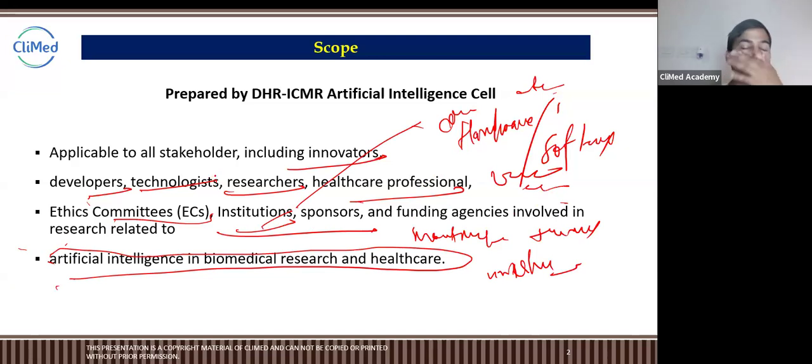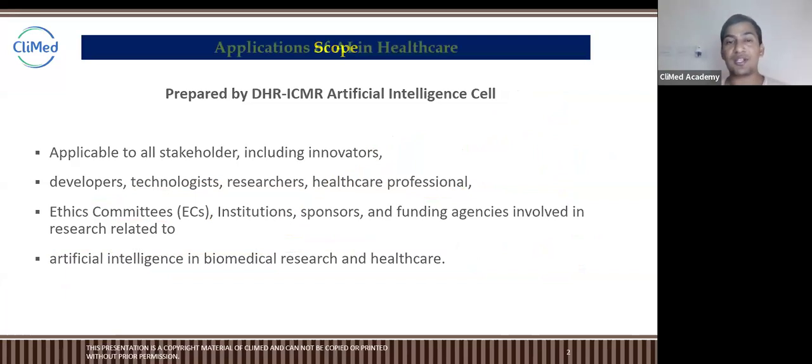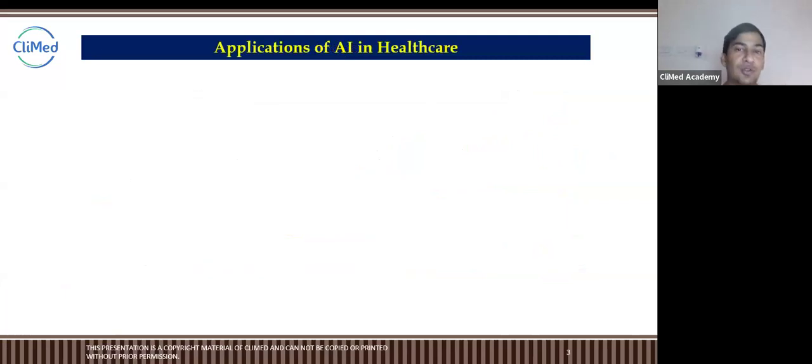So it is very, very important. The scope is not just limited to the researcher; it is very vast, and at every stage, from development to distribution and use, there are multiple stakeholders in artificial intelligence. It is applicable to all the stakeholders, not only one. Now let me talk about the applications of AI in healthcare. That is the main crux here. If you understand this, you will understand all the guidelines.